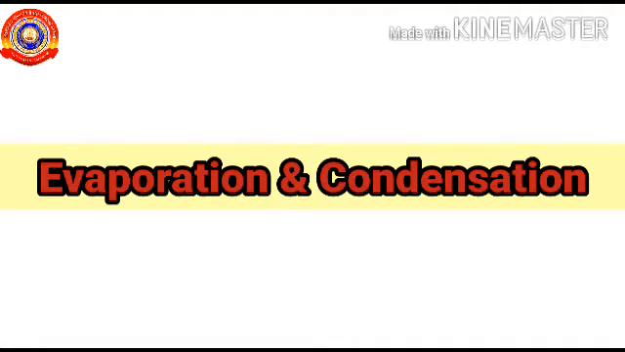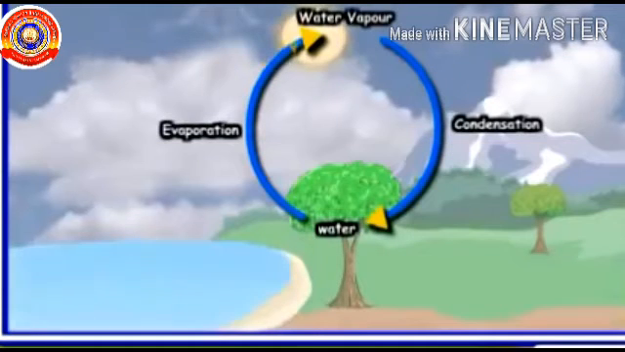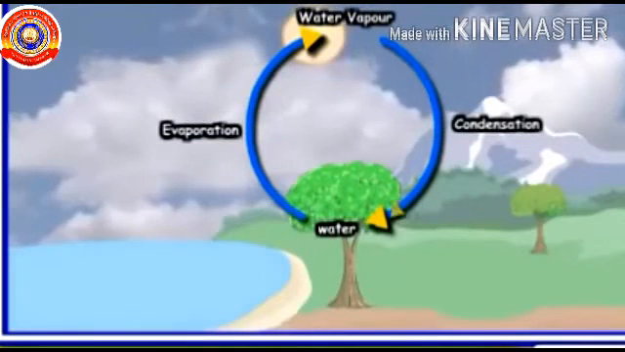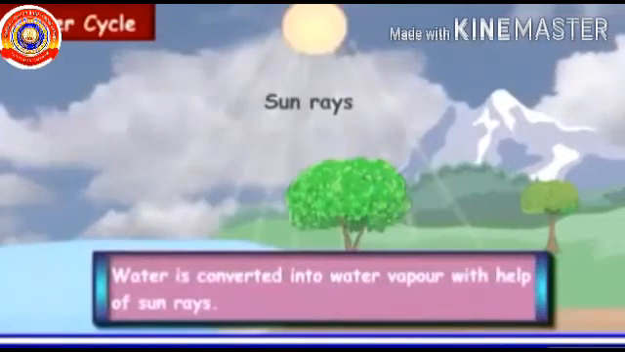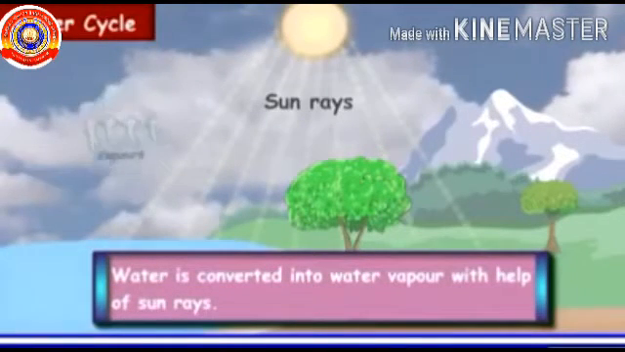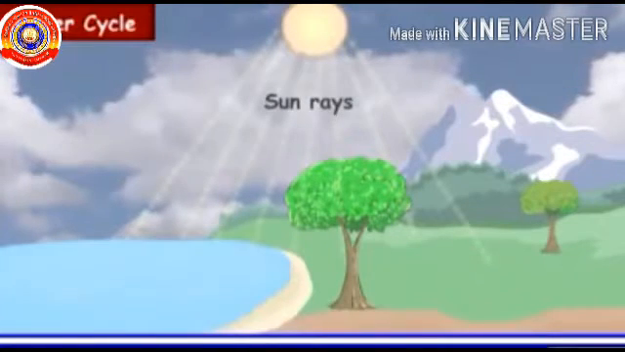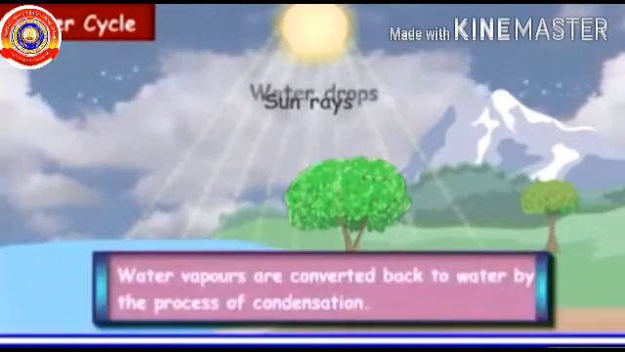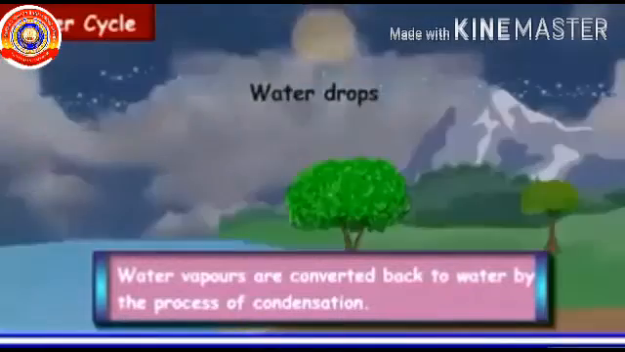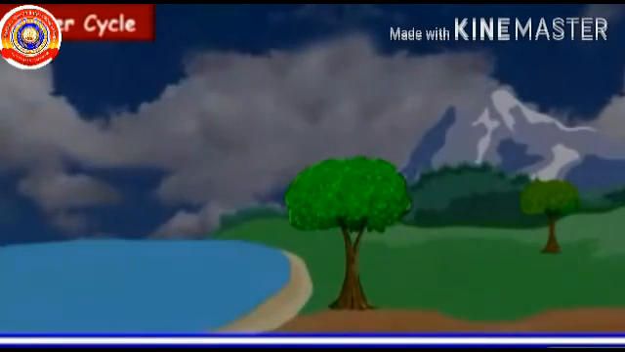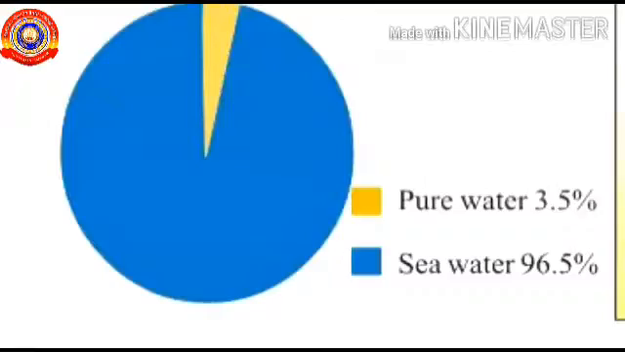I think now you got a clear idea of evaporation and condensation. These two processes create the water cycle in nature. Once again, what is the water cycle? The water from the water bodies reaches the atmosphere in the form of water vapor due to the heat of the sun. The water vapor condenses in the form of clouds, gets cooled and comes down as rain.